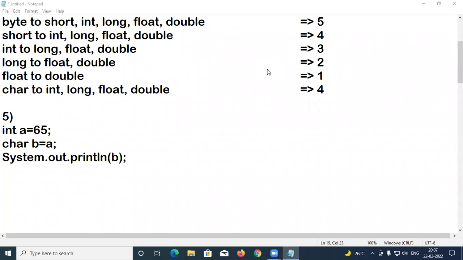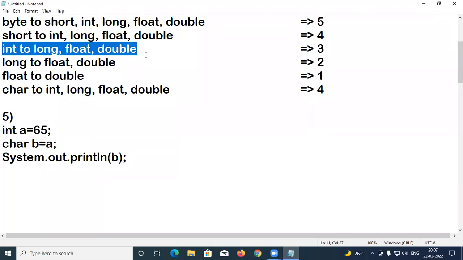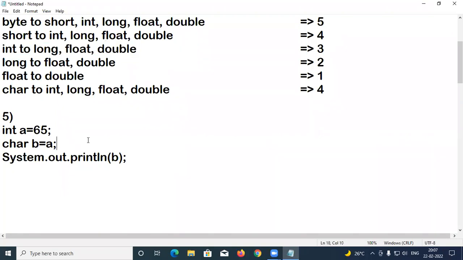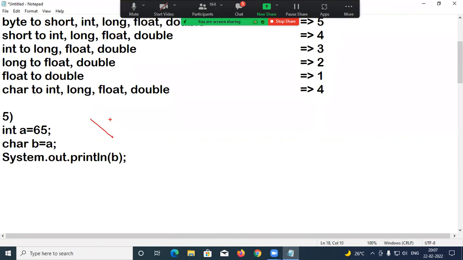Here A, which type? Integer type. B, which type? Is it character to integer or integer to character? Integer to character, not there. It comes under 23. 23 means it's an error, not valid. Okay, write this one. It's an error.